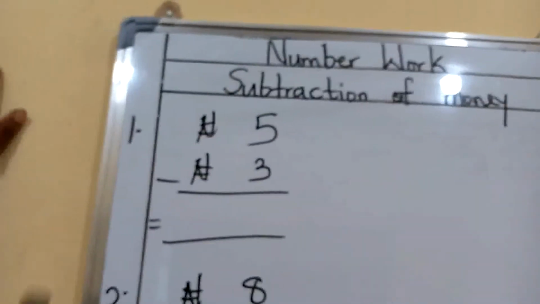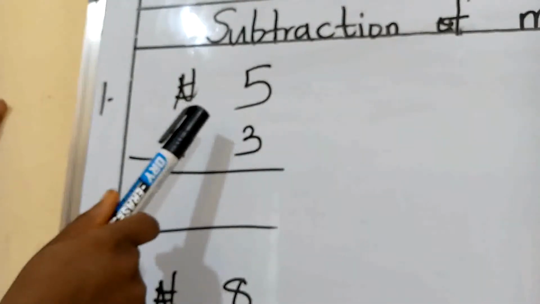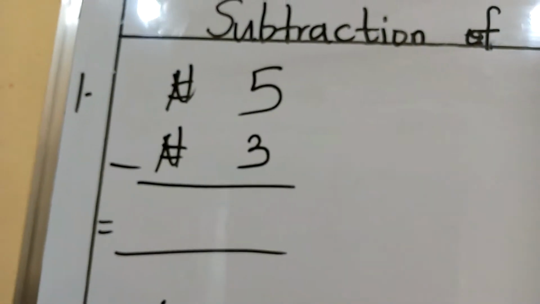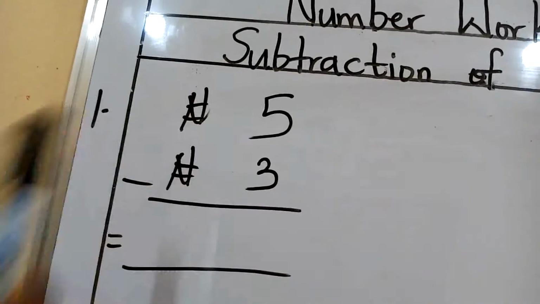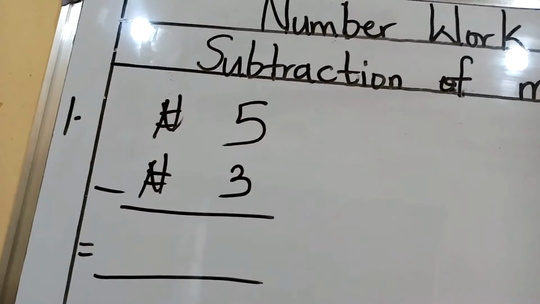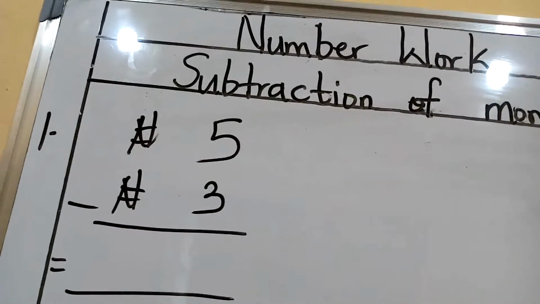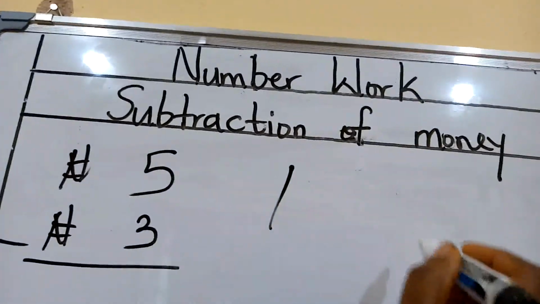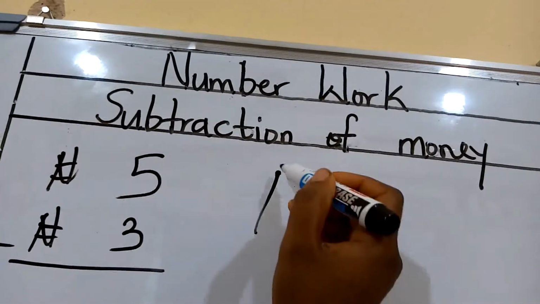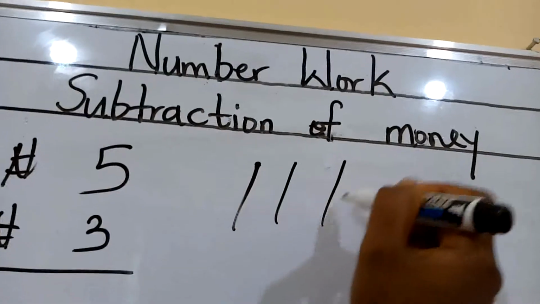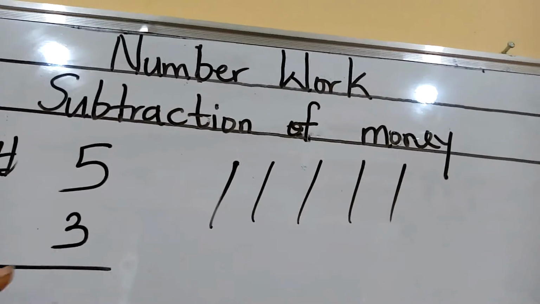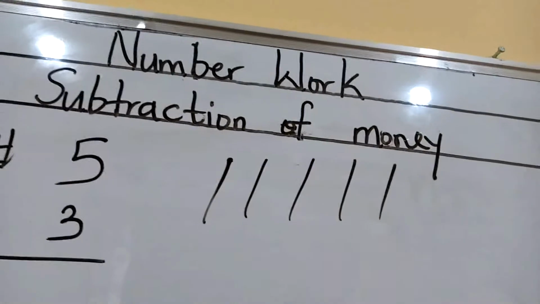On the board here, number 1 says 5 Naira minus 3 Naira. You're going to take away 3 Naira from 5 Naira. So what do you do? First and foremost, you count the bigger number, 5, with your strokes. 1, 2, 3, 4, 5. You take away 3 Naira from your 5 Naira.